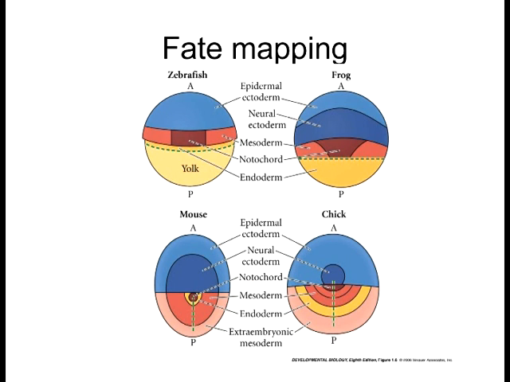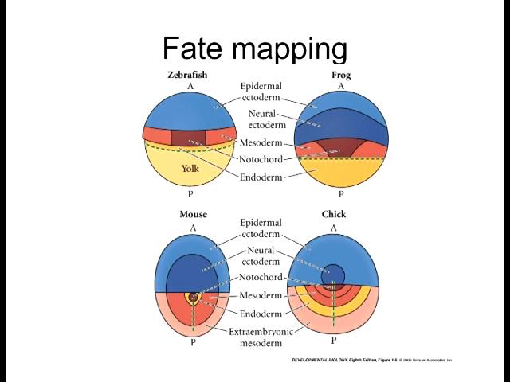The last concept that we need to go over is fate mapping. Now, fate mapping is one of those processes that has a number of ways in which you can approach it. Now, again, you're seeing the same colors that we went over before. We have a zebrafish here, whose actual scientific name is Danio rerio. Frog, which we call Xenopus. Mouse, which is Mus musculus. Funny one. Chicken is Gallus gallus or Gallus domesticus.